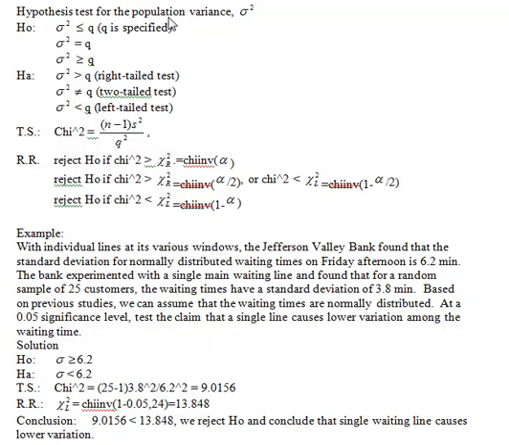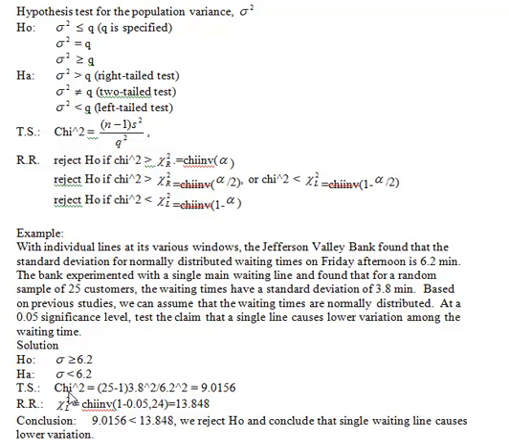It doesn't matter whether you test population variance or population standard deviation, they're all the same. Here we test standard deviation. So H0 is population standard deviation greater than or equal to 6.2. HA is standard deviation less than 6.2. So this is left tail test. So we need to calculate chi-square left for the critical value.